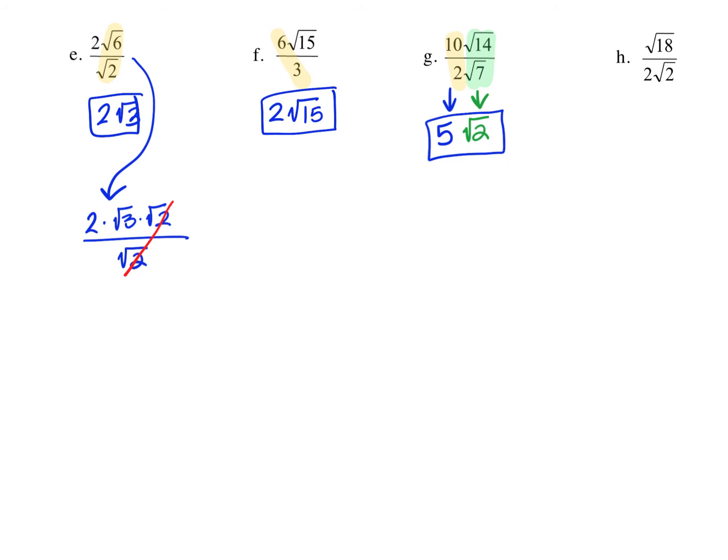For letter H, we can simplify the radical 18. So the root 18 and the root 2, we can divide those. So 18 divided by 2 is 9, so I have the square root of 9 over 2, and then the square root of 9 is 3. So your final answer would just be 3 over 2.